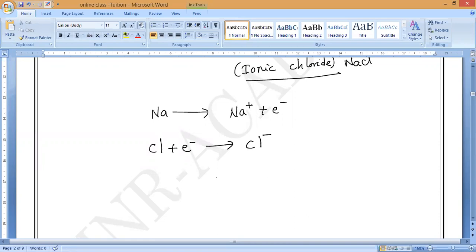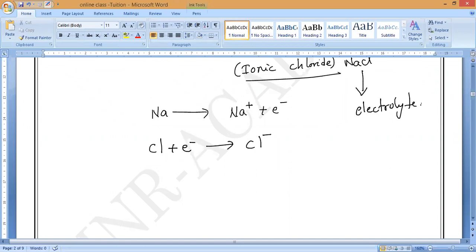If sodium chloride dissolves in water, what will happen? Will it conduct electricity or not? Is it a good conductor or a bad conductor? A good conductor. Because it is a good conductor, we can say NaCl is an electrolyte.